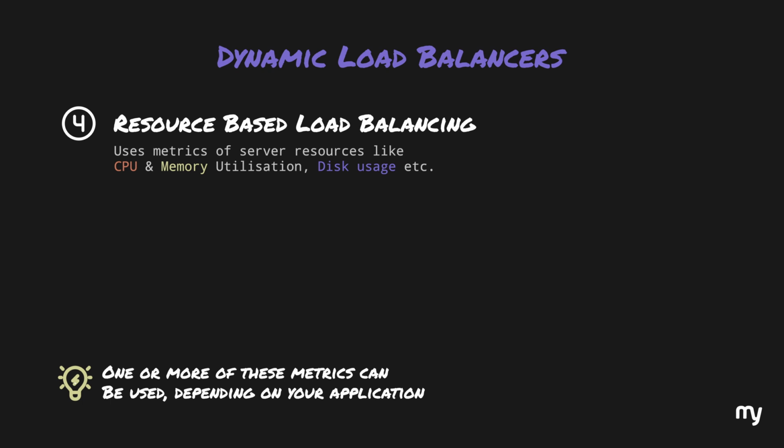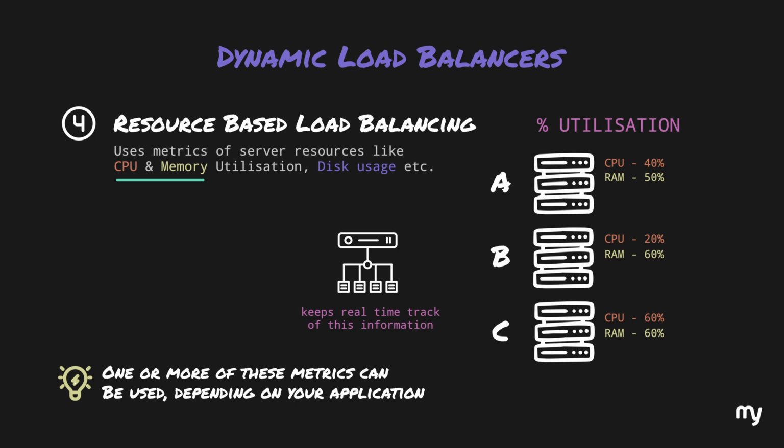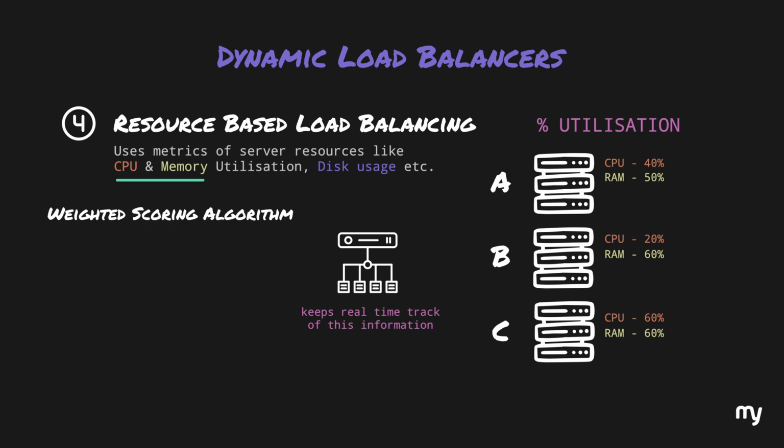For most business applications, CPU and memory utilization are enough metrics, but in some cases, some extra metrics might be used. For example, we measure the CPU and memory utilization in terms of percentages. So if we have 3 servers A, B, and C, their metrics could look somewhat like this. The load balancer will keep a real-time track of this information and try to find the most underutilized server and send the request there. To find this, a weighted scoring algorithm can be used.